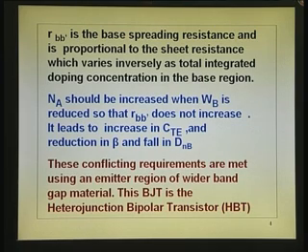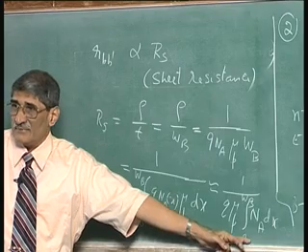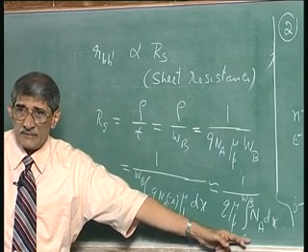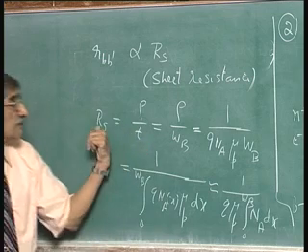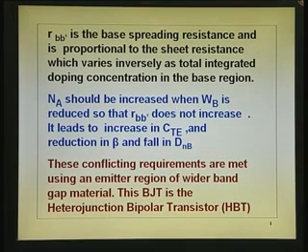So, this is summing up what we have said now. RBB dash is the base spreading resistance and is proportional to the sheet resistance, which varies inversely as the total integrated doping concentration in the base region. RS varies inversely as the total integrated doping concentration in the base region. That is what we have said in the statement. You must actually increase this quantity to reduce it and finally reduce RBB dash. NA, or rather total integrated doping NAD of x, should be increased when WB is reduced, so that RBB dash does not increase. Keep it within the limit.